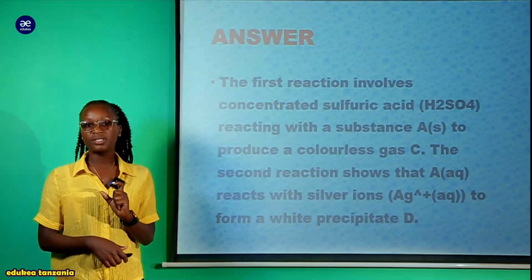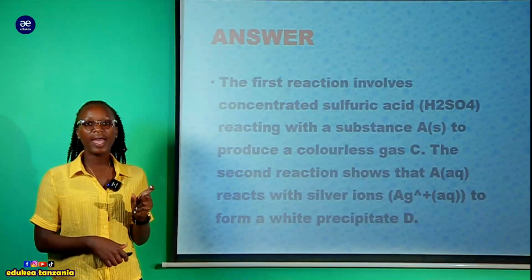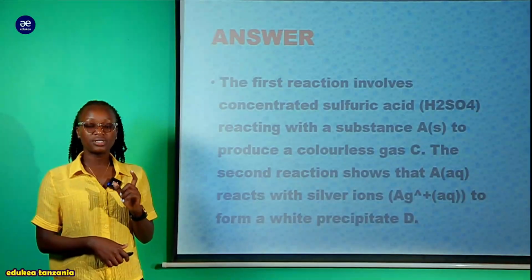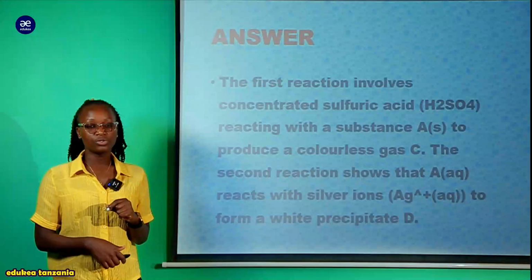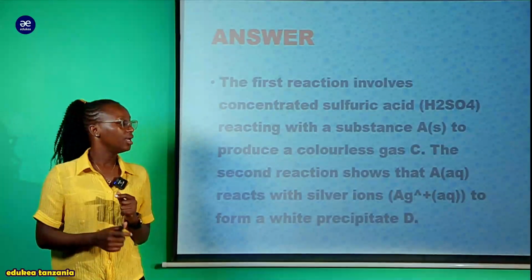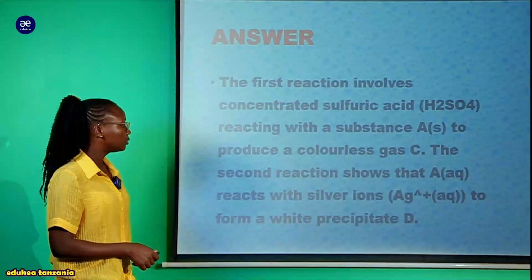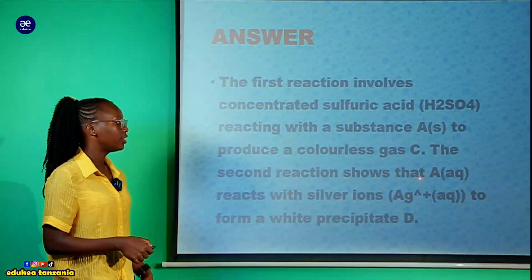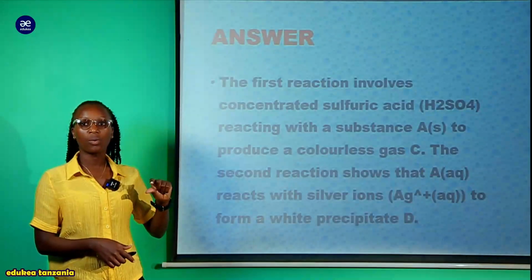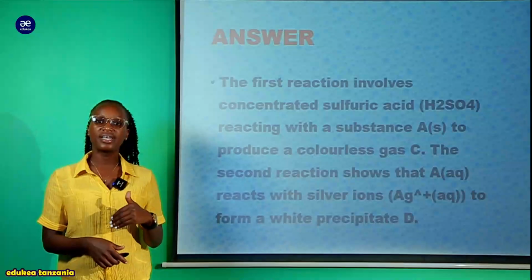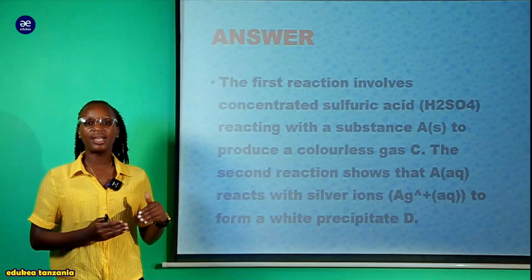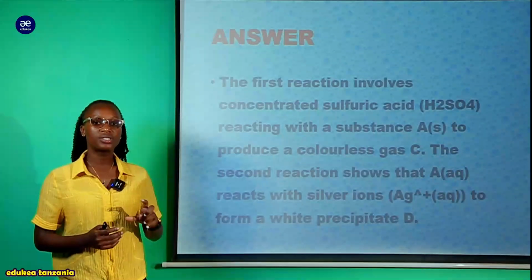Kwamba reaction ya kwanza kabisa ilikuwa ni ya nani? Ya compound A au ya unknown salt A ambayo ilikuwa ni solid state, ikareact with the concentrated sulfuric acid kwenda kuproduce the colorless gas C. Kwa hiyo analysis tunaanza kuifanyia hapa kwenye reaction ya kwanza. So the second reaction shows that A ambapo alikuwa kwenye aqueous, kwa sababu tuliona kutoka A alivyokuwa kwenye solid state alikuwa converted kwenda kutengeneza A ambayo alikuwa kwenye aqueous, mean that alitengeneza those ions.